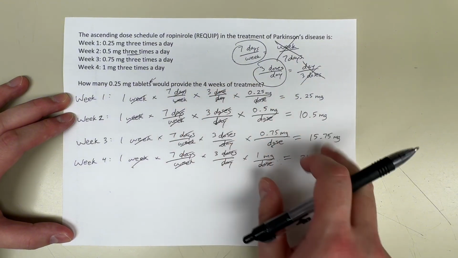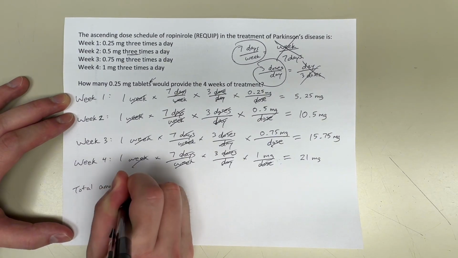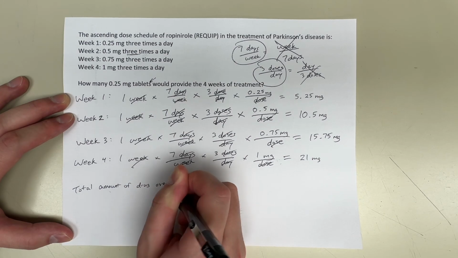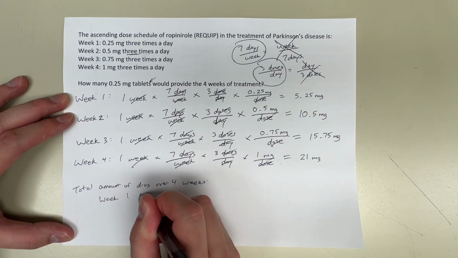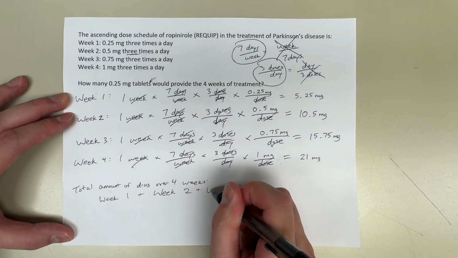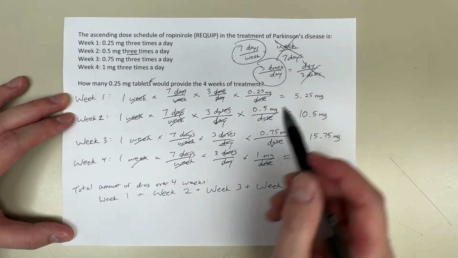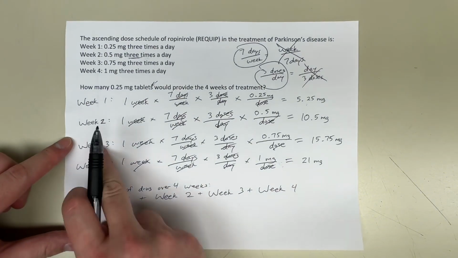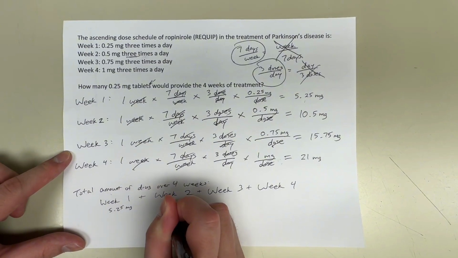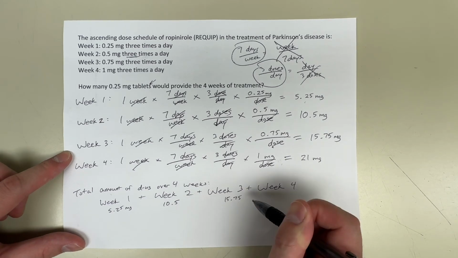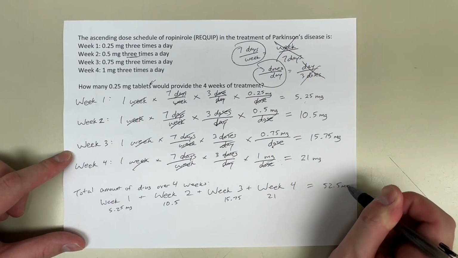the total amount of drug I need over the 4 weeks. So total amount of drug over 4 weeks. I just add up week 1 plus week 2 plus week 3 plus week 4. So 5.25 is week 1, week 2 is 10.5, week 3 is 15.75, and then week 4 is 21. Add all 4 of these up together, they equal 52.5 milligrams.